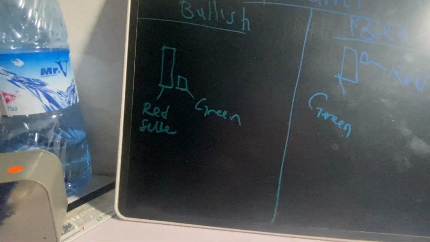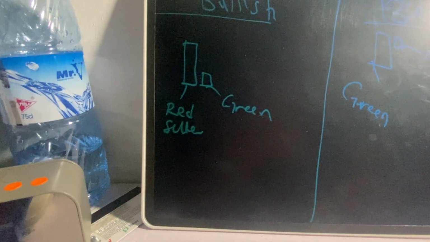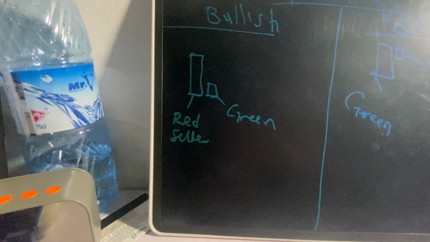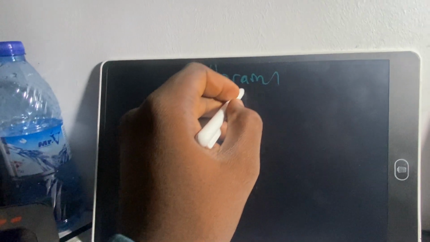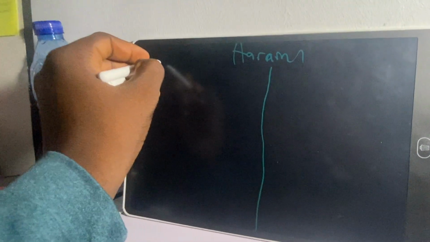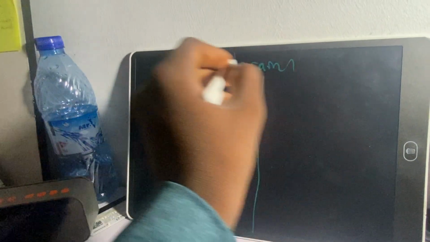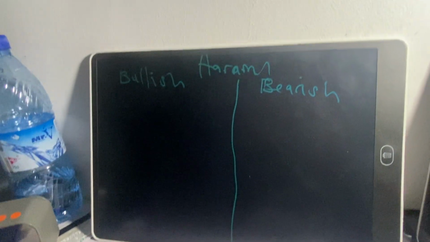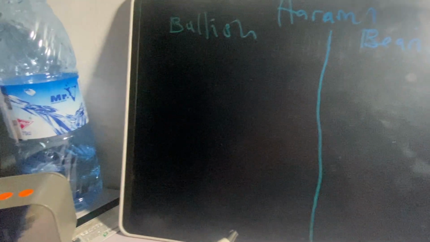What is the market telling us? The market is telling us that it is looking like a pregnant woman. Probably when we draw it, we will explain better. The harami once again. You can see I did not draw that place fine the other time. The bullish and the bearish pattern of the harami.